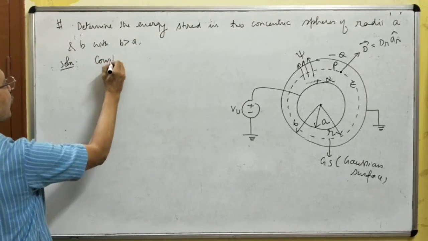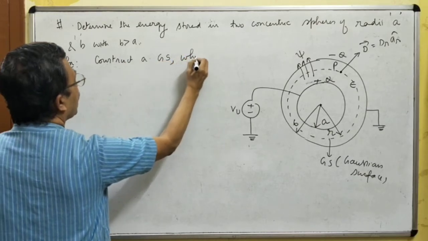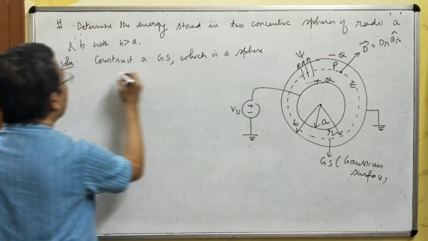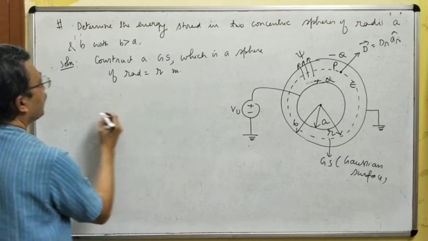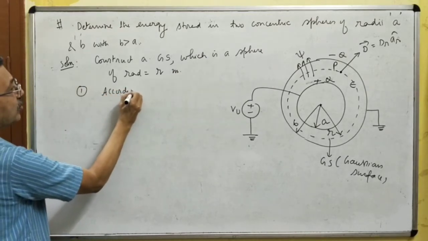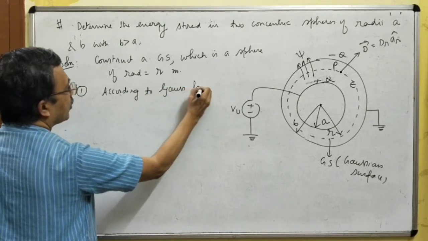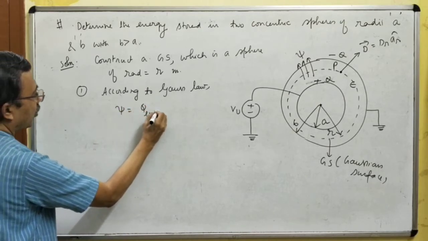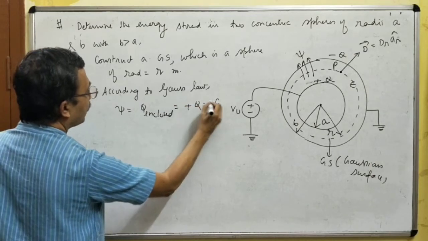Construct a Gaussian surface which is a sphere of radius equal to r meters. Step number 1. According to Gauss law, electric flux psi is equal to charge enclosed. Charge enclosed is plus Q coulombs.